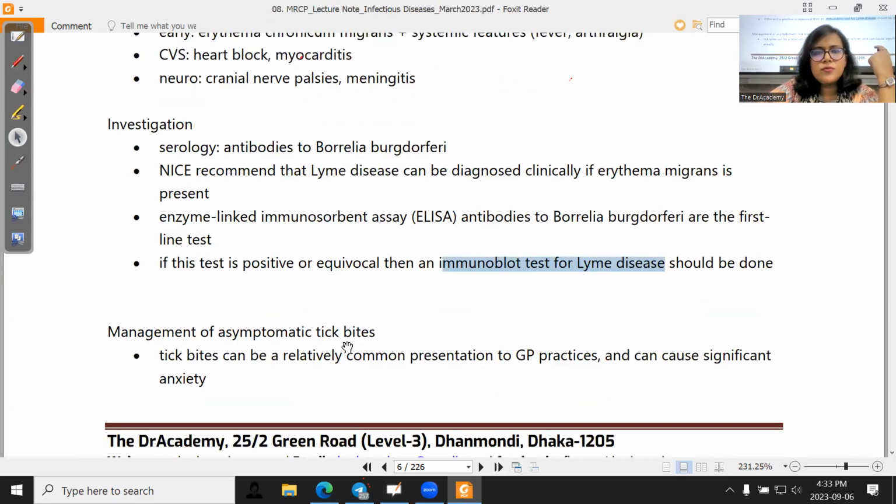So management: asymptomatic tick bite. Not all tick bites need treatment. If a patient tells you he just recently came back from hiking in the Alps in America, and now he feels scared because he's heard of Lyme's disease, are you going to give him antibiotic right away? No, because not all tick bites are going to be Lyme's disease. So the NHS does not give treatment for asymptomatic tick bite. However, if the patient is symptomatic, even with only one symptom like fever or rash or joint pain, in that case there is a role for antibiotic.